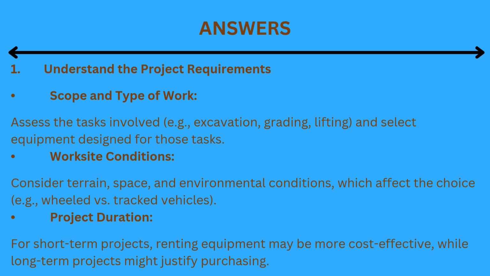A. Scope and type of work. Assess the tasks involved, e.g., excavation, grading, lifting, and select equipment designed for those tasks. B. Worksite conditions. Consider terrain, space, and environmental conditions, which affect the choice, e.g., wheeled versus tracked vehicles.